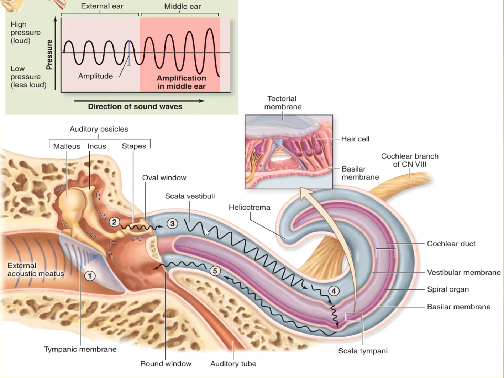And actually, the scala vestibuli and scala tympani are really part of the same chamber. As you can see, this blue around here comes all the way around, and they meet at the helicotrema, and then they go out to the round window. So it's oval window to round window.